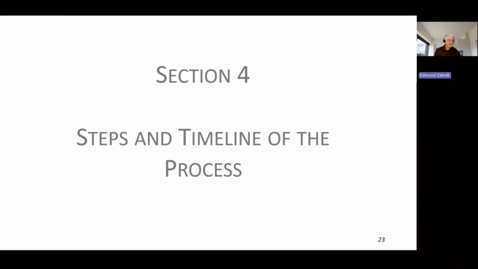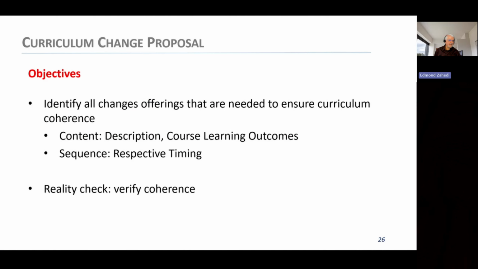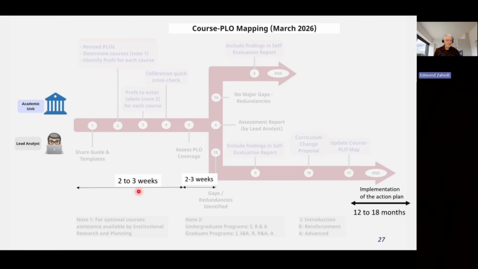Usually we expect this to reach us within 2 to 3 weeks from the date that I sent you this information, so the links to the Excel files. So we have the PLOs. I assume that we have the final version of the PLOs, consultation with profs having been done, etc. We hope to get feedback from you with the information within 2 to 3 weeks.